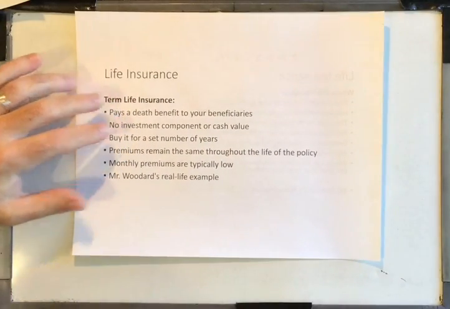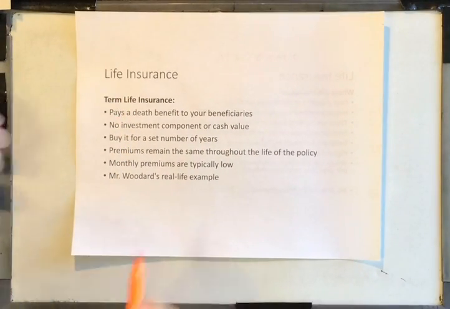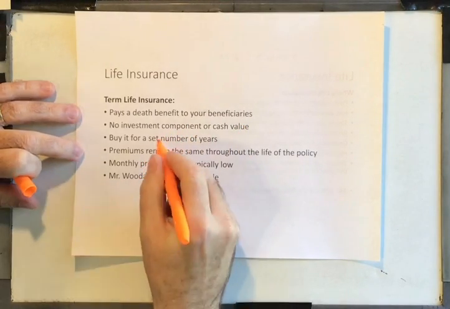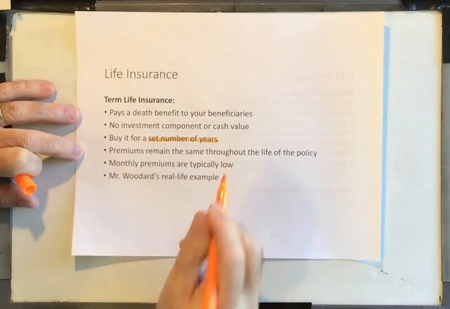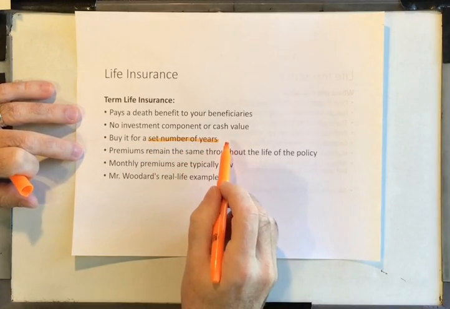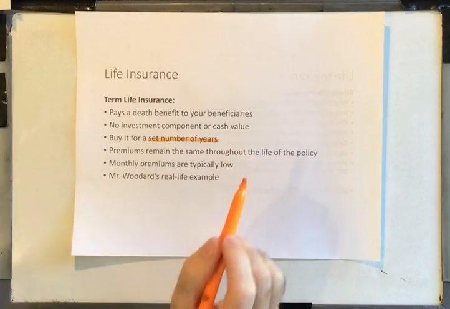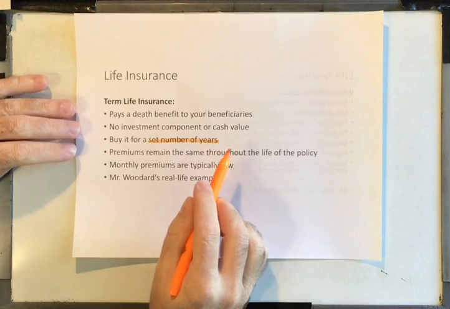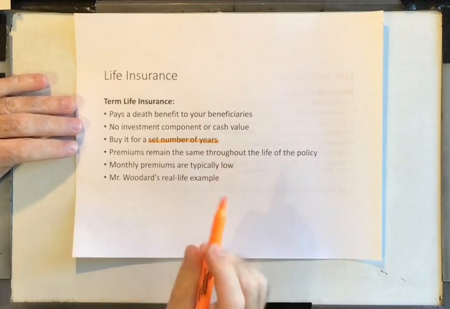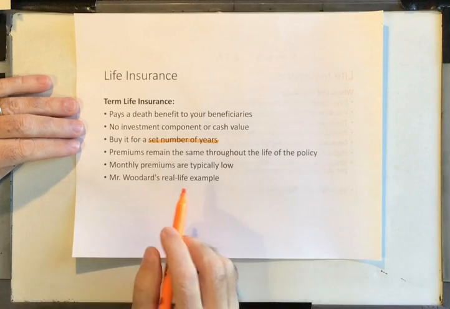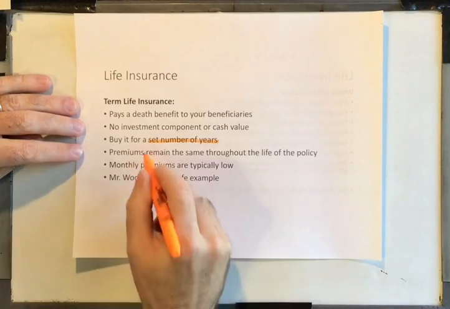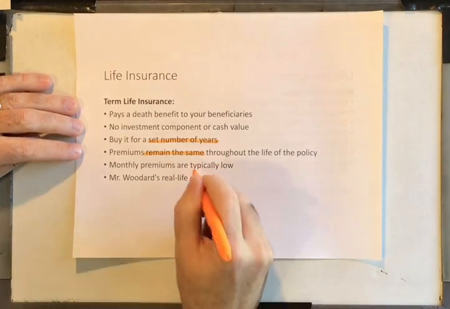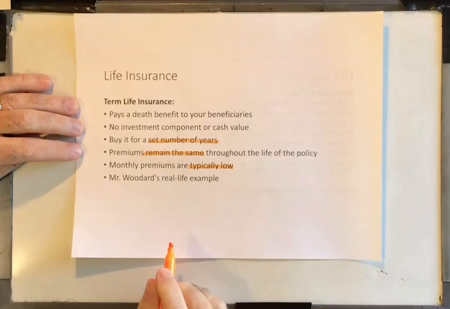Some specifics about term life insurance. They pay a death benefit, with no investment component, as I talked about. You buy it for a set number of years, most commonly 10, 20, and 30. I bought 20-year plans years ago. I might buy another plan soon, but I may never buy life insurance again. Premiums remain the same throughout the period, and they're typically really low. Term insurance is very cheap.